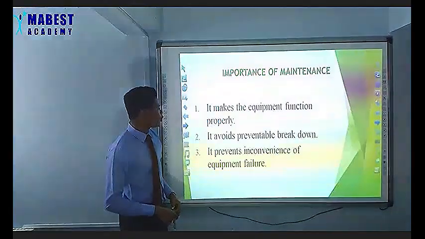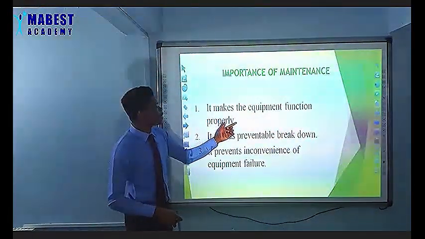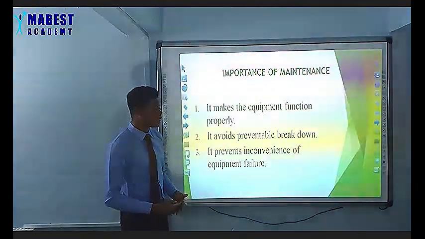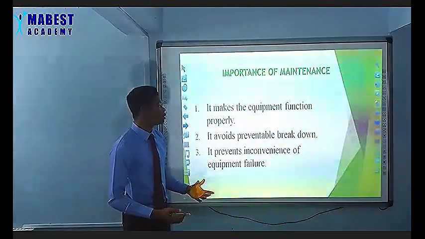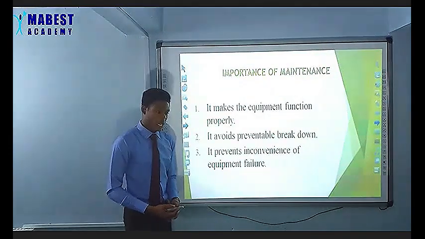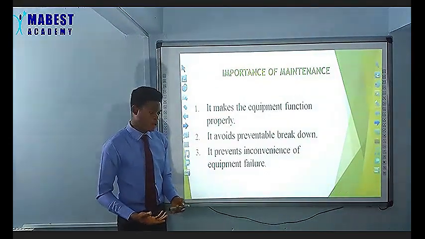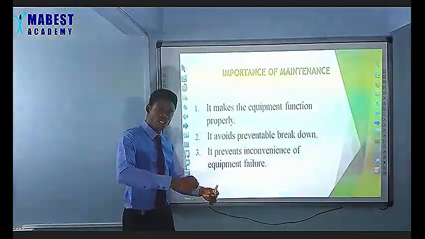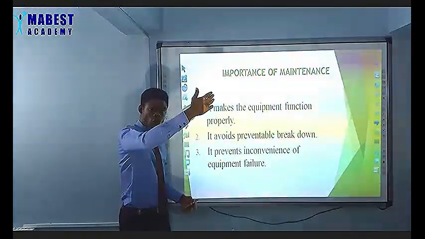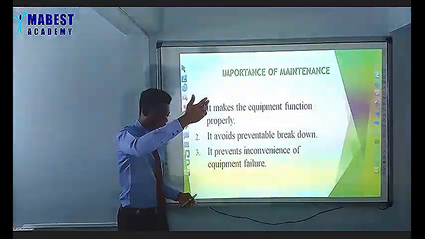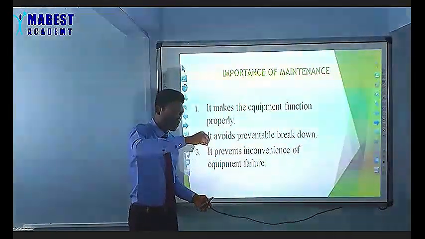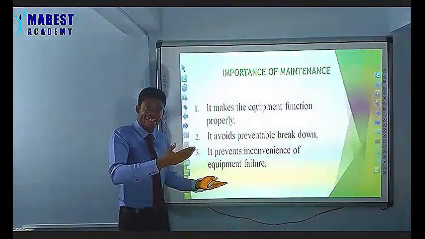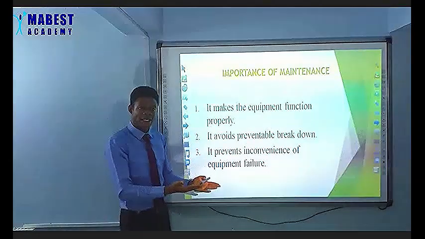concerning this. The first point is that it makes the equipment function properly. When you carry out maintenance on an equipment, it makes it function properly. Example, I don't know if you have seen your daddy before. When he wakes up in the morning after morning devotion and all, he goes to his car, he opens the bonnet. The bonnet is the front of the car. He opens the bonnet, then he checks the what? He checks the oil gauge, checks the radiator, checks the water in the radiator, and so on and so forth.